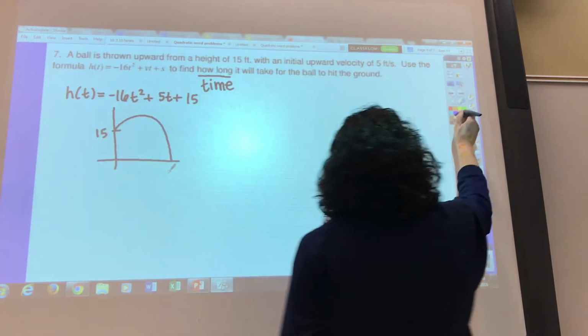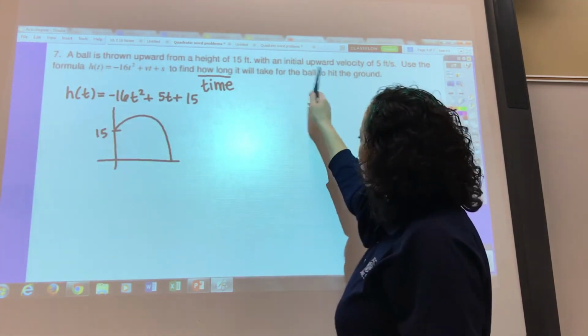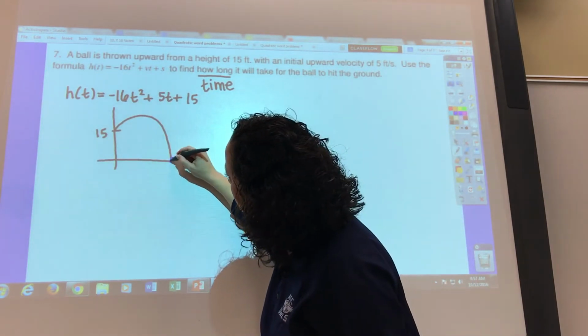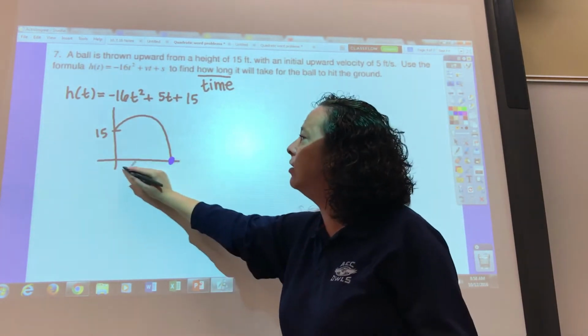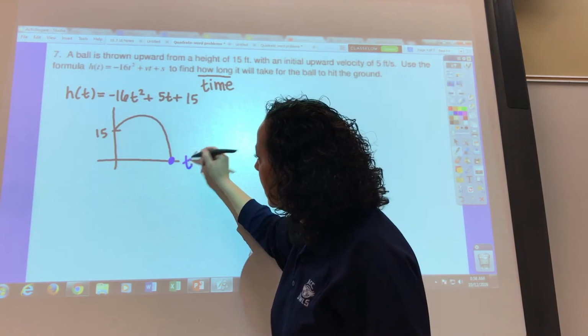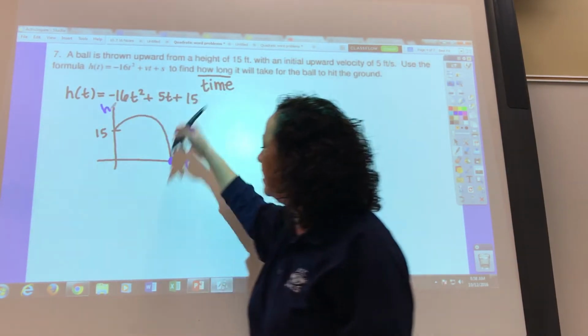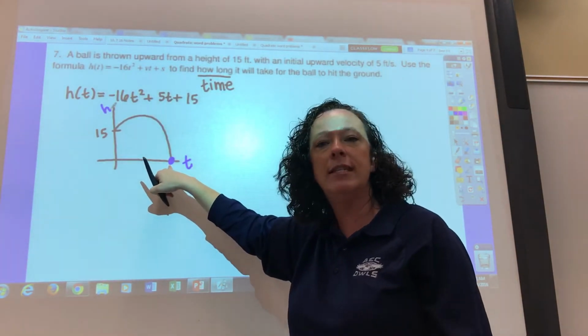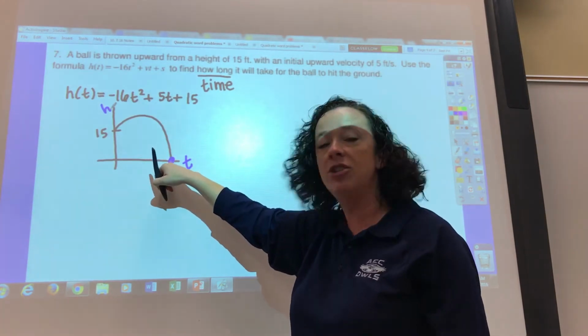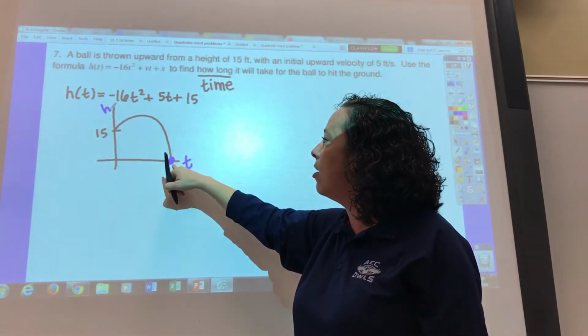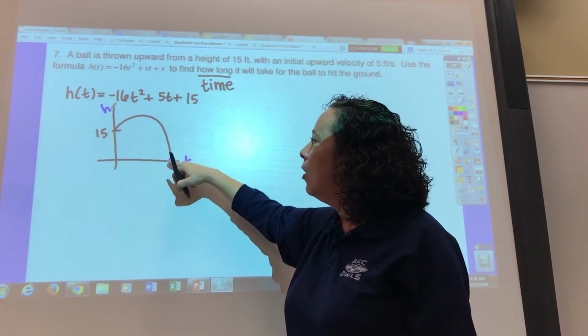And the question is asking, how long will it take for the ball to actually hit the ground? So this is where it hits the ground again. So it wants how long it will take. This is the t-axis, this is the h-axis. So it wants this t value, this time value, where it will actually hit the ground. So we want our time value when it hits the ground.